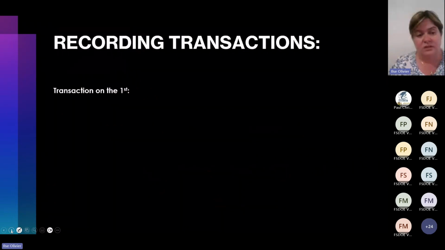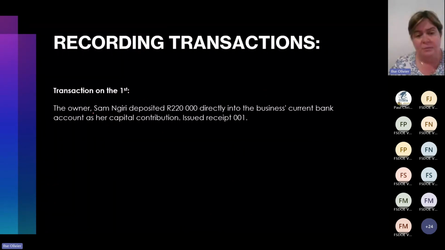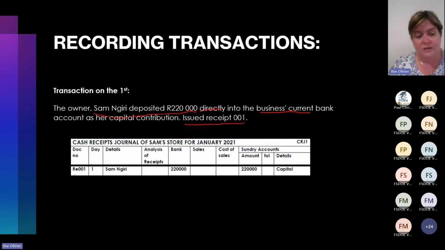The first transaction said the owner, Sam Ngiri, deposited 220,000 Rand directly into the business current account. Issued receipt number 001. So what will happen? We will say receipt number 001. What was the day? The day was on the 1st. From whom did we receive the money? Sam Ngiri. Right. Why is it not in analysis of receipts?